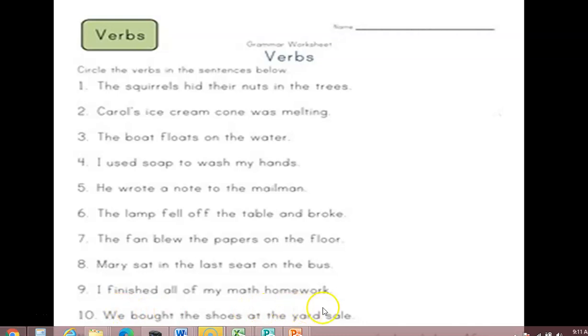We bought the shoes at the yard sale. Who or what did something? The shoes? No. The sale? No. We. What did we do? We bought.